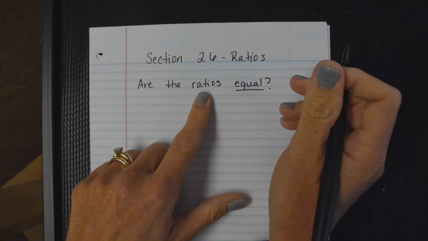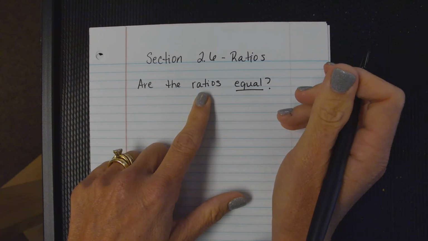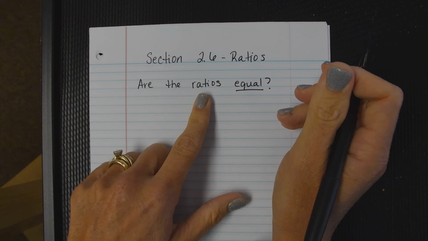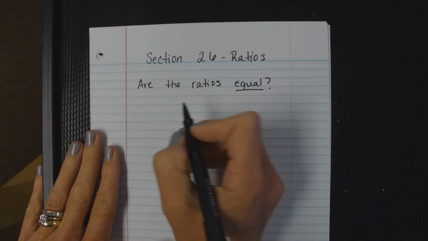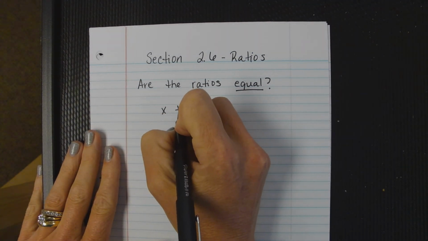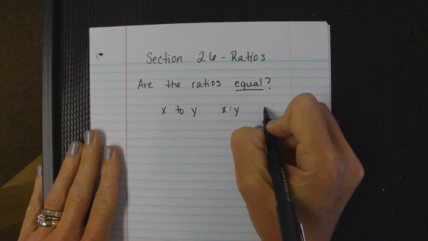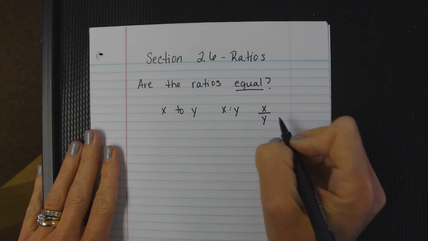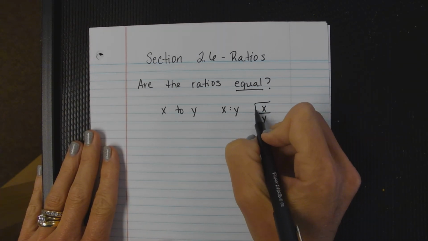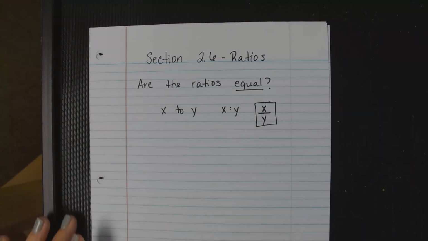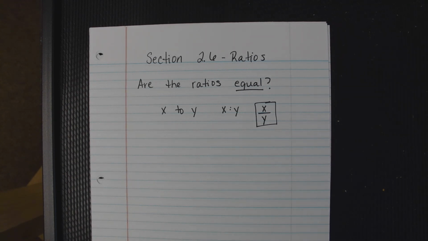Remember, a ratio is a comparison of two numbers by division. It can be written the following: x to y, or x:y, or x over y. We're really going to focus on the fraction part this time. Don't worry, we're not going to really do a lot with fractions. I think you'll like this lesson.